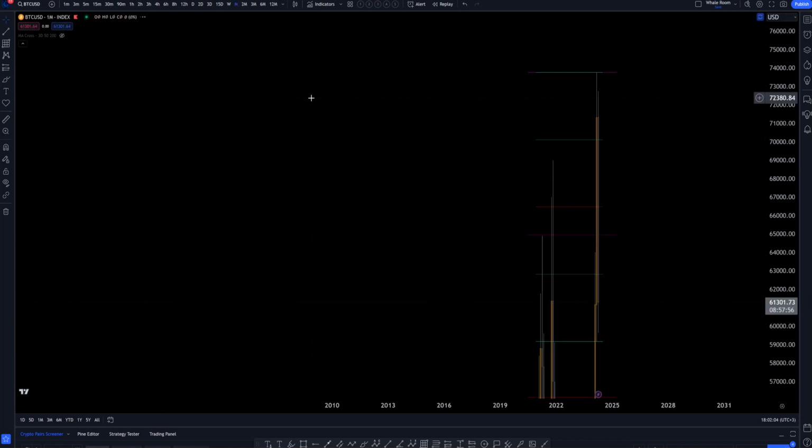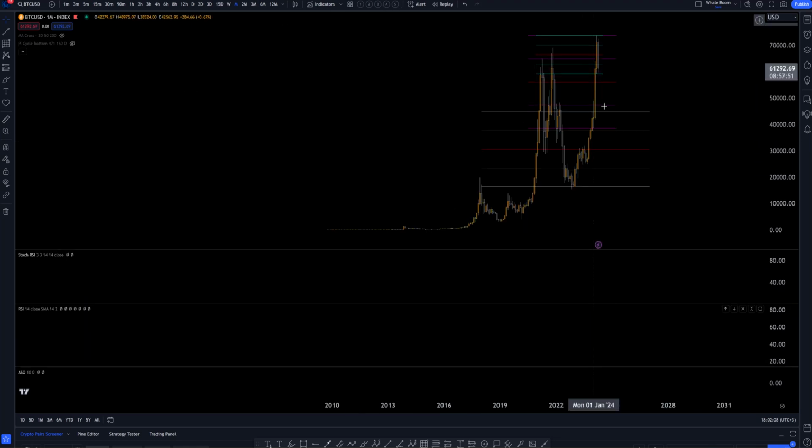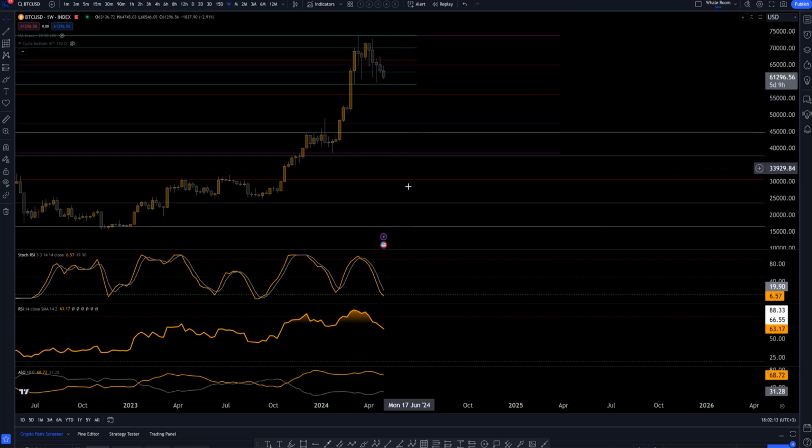And let's have a look at the weekly. Bring up the indicators. Here we are. Sorry, that's the monthly. Let me go to the weekly. Here's the weekly. Stochastic RSI approaching the bottom, right? Not a crossover yet. RSI still heading down. Okay. There's still room for that cyan line there, right?